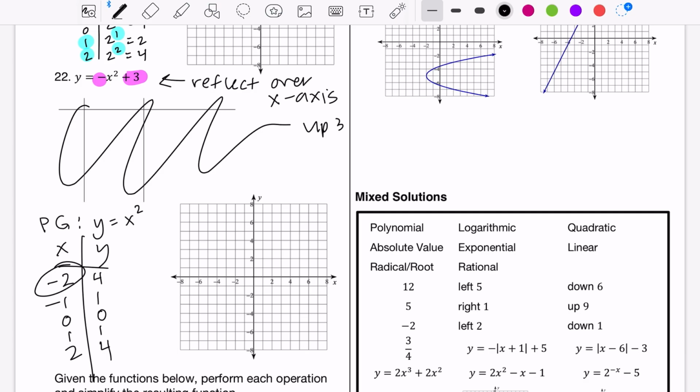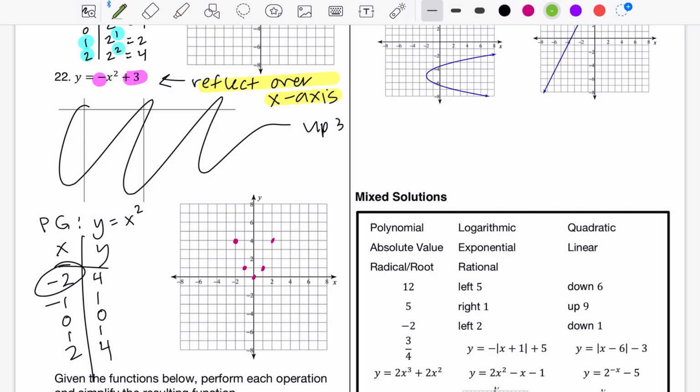So then I'm going to graph all those parent points. So I have -2, 4, -1, 1, 0, 0, 1, 1, and then 2, 4. You don't have to have that memorized. You just need to be able to identify your parent graph and then go from there. And we already said that what we're going to do is we're going to reflect over the x-axis. So let's take care of that first.